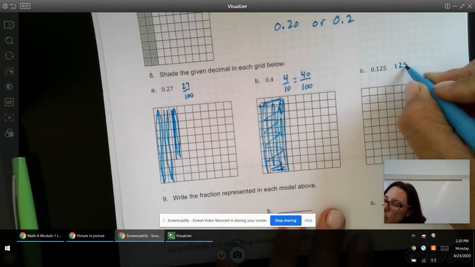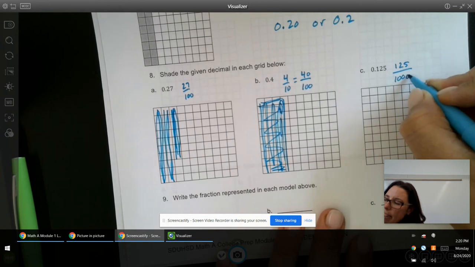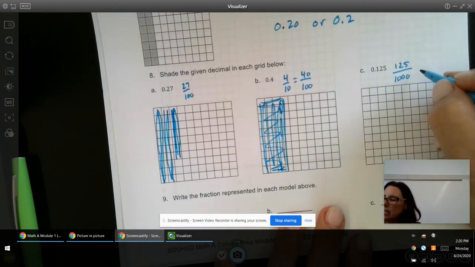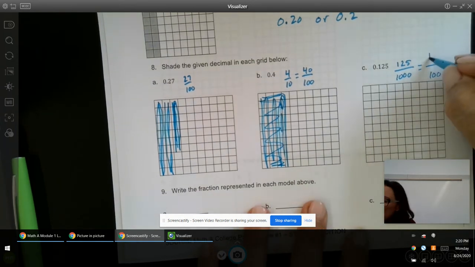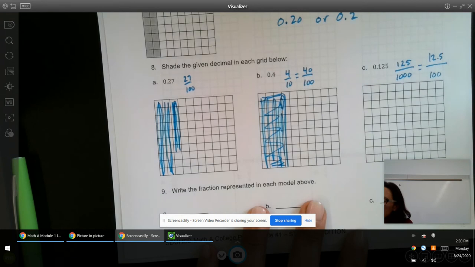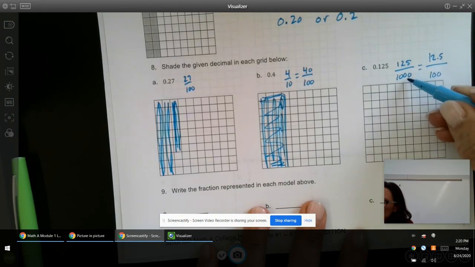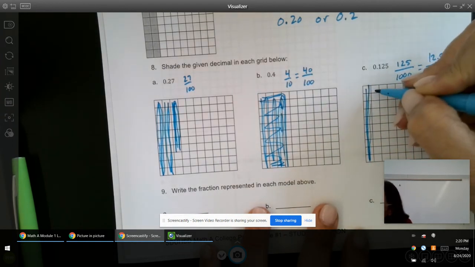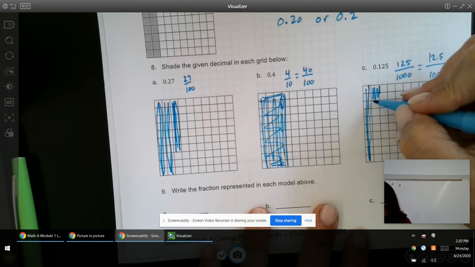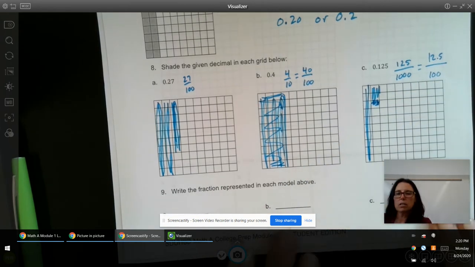This number is 125 thousandths, and we need to think about what that would be as hundredths, because this is a box of 100. This would be 12.5, if we scooched over a decimal to the left and scooched over a decimal to the left. So here's 10, here's 12, and then I need half of this 13th box shaded.